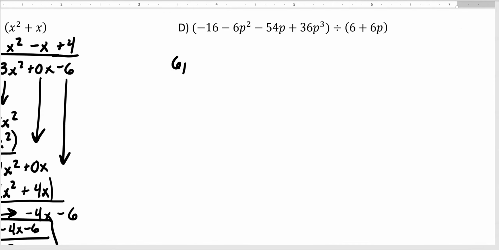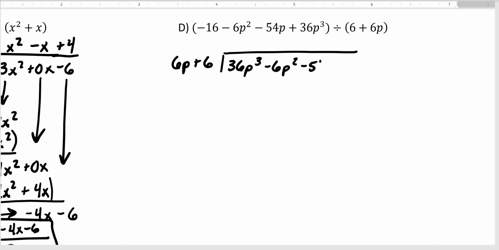So standard form of my divisor would be 6p plus 6. Standard form of my dividend, 36p to the third minus 6p squared minus 54p and then minus 16. All right, 6p times what would give me 36p to the third? That would be 6p squared. When I do that multiplying out, I get 36p to the third plus 36p squared.